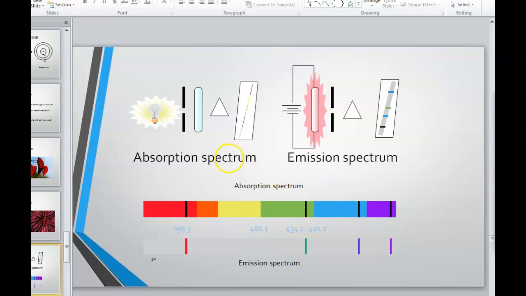So we see that each atom is going to have a totally unique absorption and emission spectrum, and they're kind of the same thing. Just one is sort of the opposite of the other. This one's absorbing, this one's emitting.